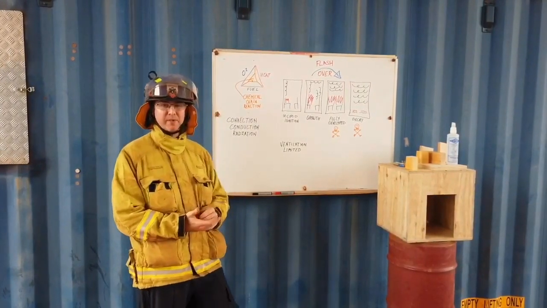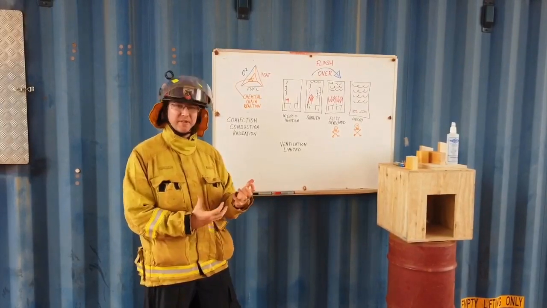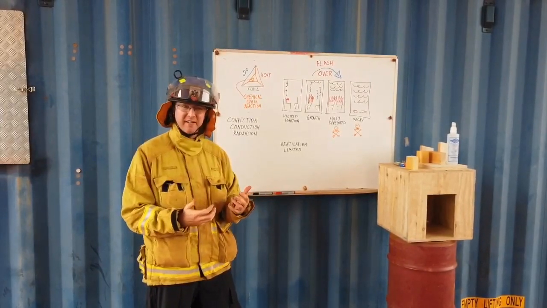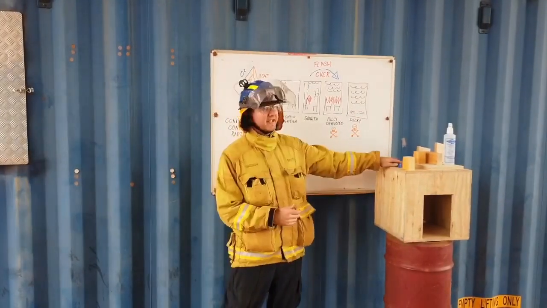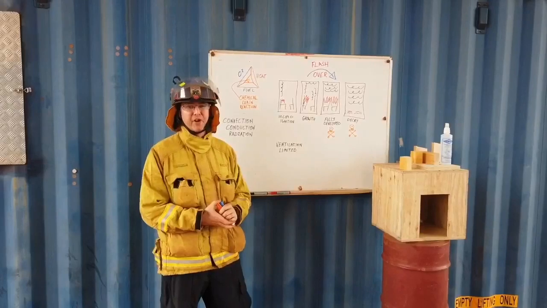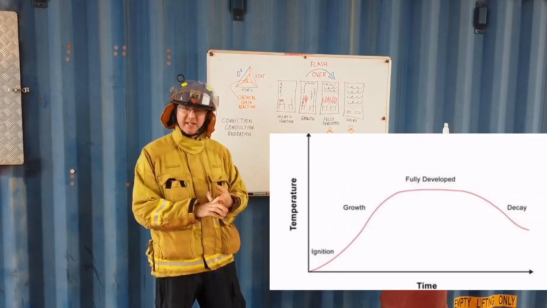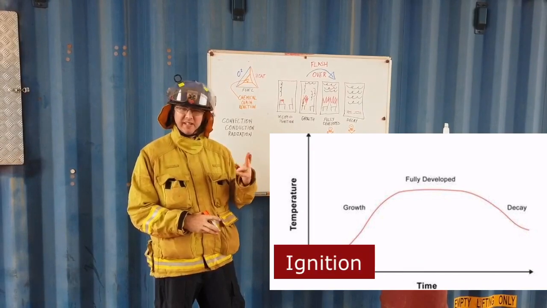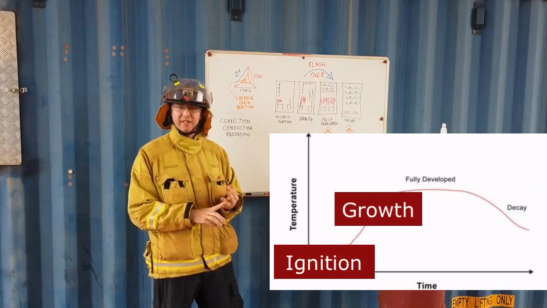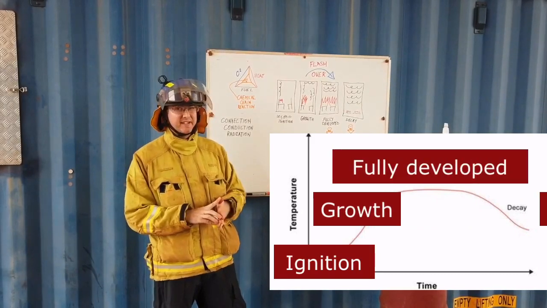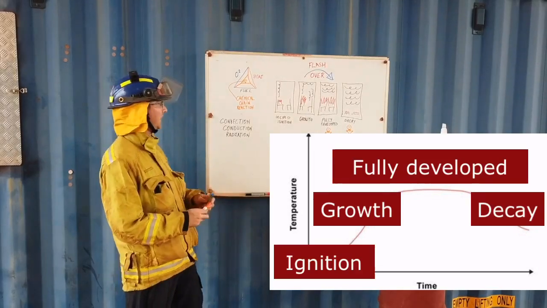So we can call a building fire a ventilation limited fire, in that the limiting factor on the size of this fire is how much oxygen is available to it. A ventilation limited fire will go through 4 distinct phases: the incipient or the ignition stage, and those 2 words can be used interchangeably, the growth stage, fully developed, and then finally the decay stage. So let's break those down a little bit further and go into detail for them.